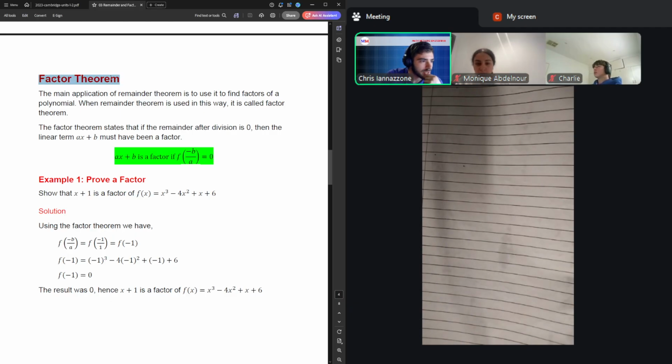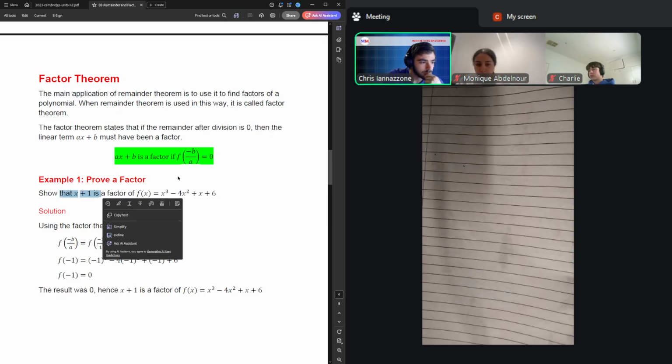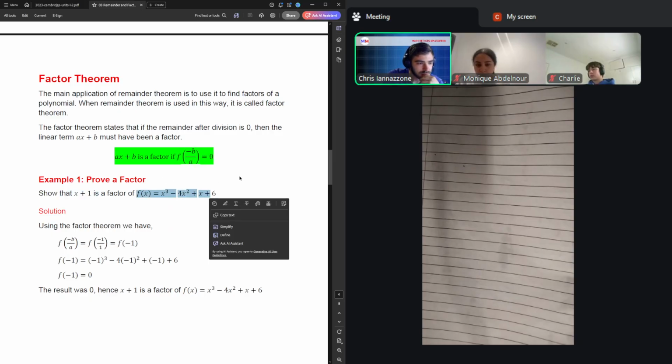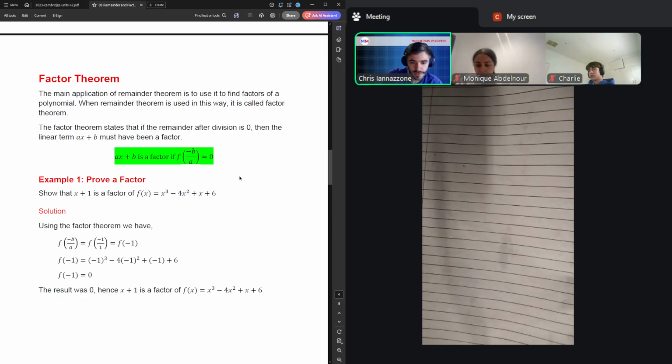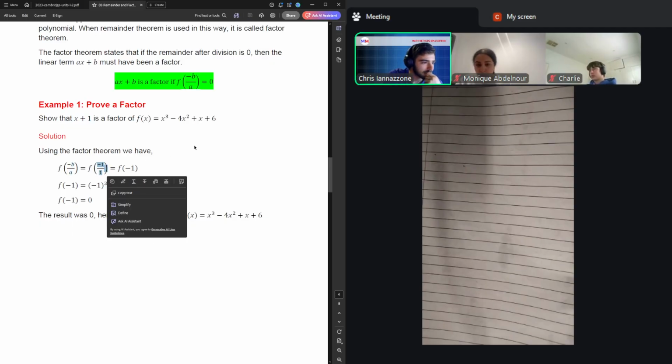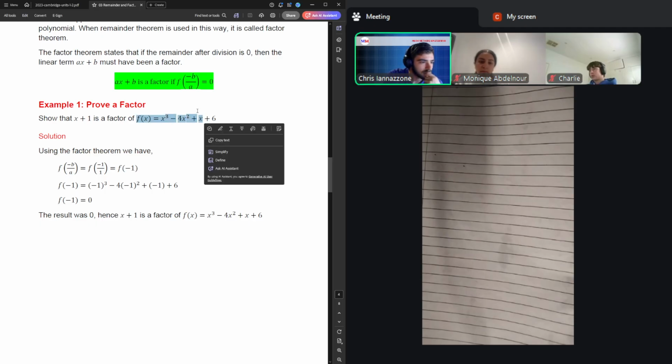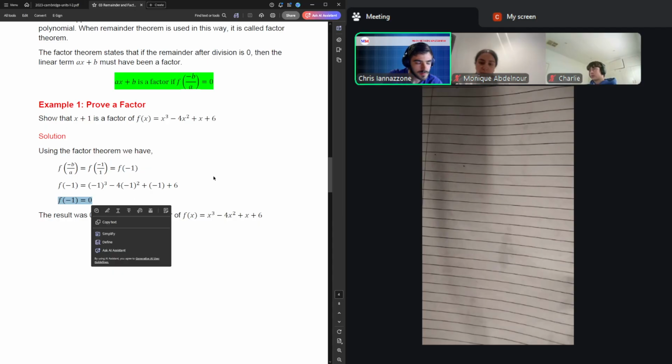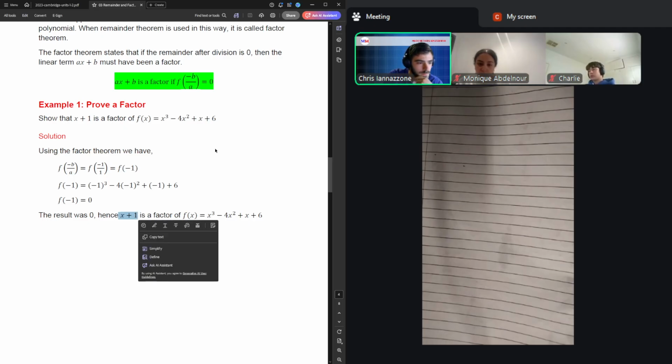So what that can be used for is to find factors of polynomials. Essentially, if our remainder theorem comes out to 0, we can prove that some linear is a factor of our function, whatever our polynomial is. So for instance, prove that x plus 1 is a factor, a very typical textbook question. Well, this is our linear, so we've got to get our negative b and our a from that. Shove that into the function. If we get a 0, which we do after simplification, that means we have found a factor.